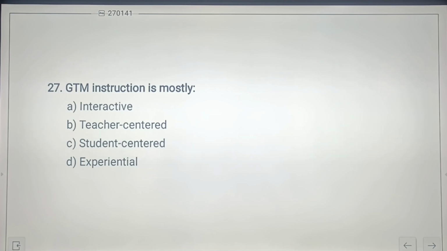Next, grammar translation method instruction is mostly A. Interactive, B. Teacher centered, C. Student centered, D. Experimental or experiential. The right answer is teacher centered. Grammar translation method instruction is mostly teacher centered. It is not interactive, it is not student centered, it is not experiential, it is teacher centered.